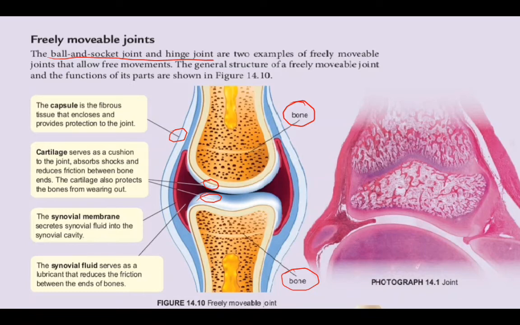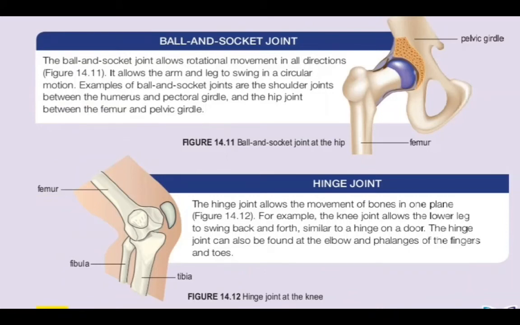And this is the synovial membrane. This synovial membrane secretes synovial fluid into the synovial cavity. So inside here is the synovial fluid that serves as a lubricant that reduces the friction between the ends of the bone. Two types of freely movable joints: ball and socket joint and hinge joint.